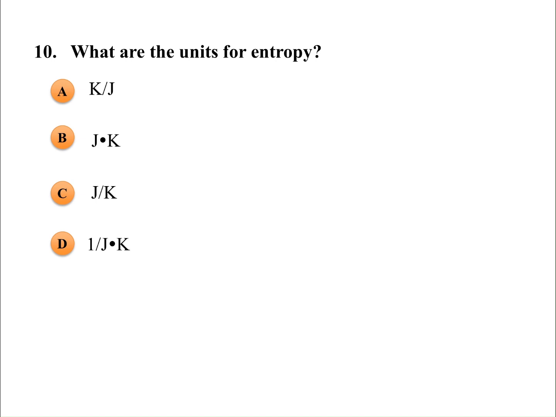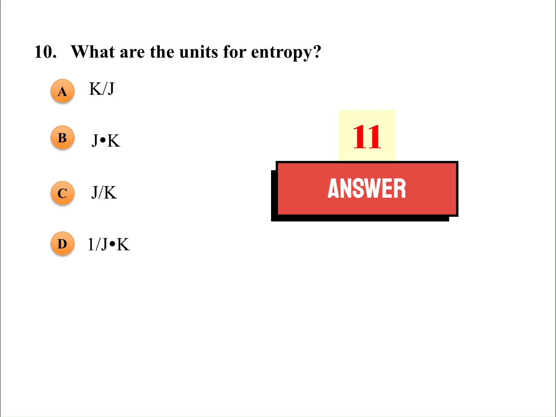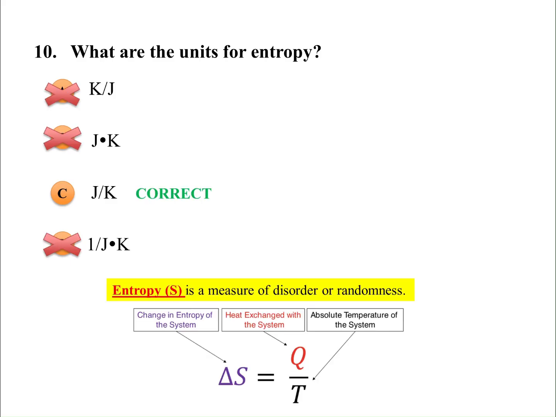What are the units for entropy? The correct answer is C. And entropy is the measure of disorder, and it equals the heat exchange with the system divided by the absolute temperature of the system.